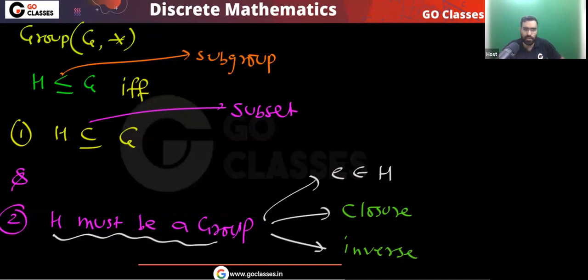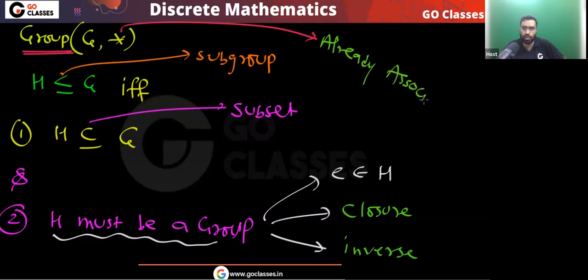Do I need to check the associative property for H? Remember, this operation is already associative, because I am saying that you have a group (G, *). This star is already associative, so you don't have to check. H will always be associative. Because G is a group, the associative property is satisfied, so you don't have to check it.